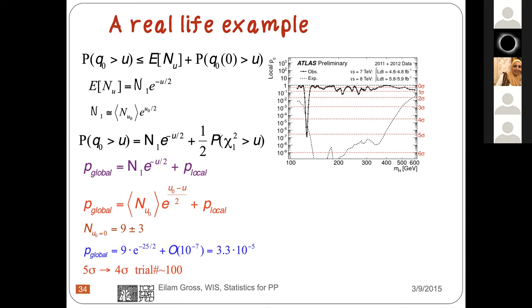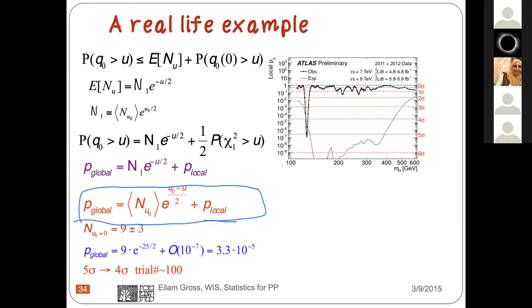Take the Higgs discovery, this is a famous plot from ATLAS. Again, the global probability is the local plus the number of up-crossings. So it will be P of chi squared greater than u, the local P, plus this parameter. Let's look at this formula: P local plus the number of up-crossings at some low level u0, times e to the (u0 minus u) over two. So we pick u0 to be zero and we count the number of up-crossings at zero. How do I count it?